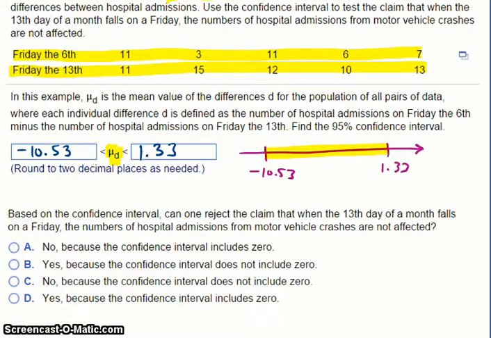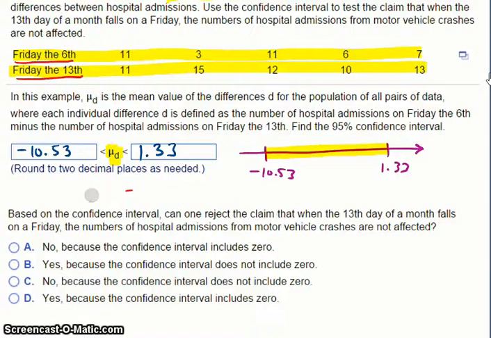The thing we need to do is we know that if mu sub d, the difference, is equal to 0, then there's no difference between the number of accidents whether that happens on the 6th or the 13th on a Friday. If mu sub d is not equal to 0, then there is a difference. Either more accidents happen on the 6th or more accidents happen on the 13th. So one of those.